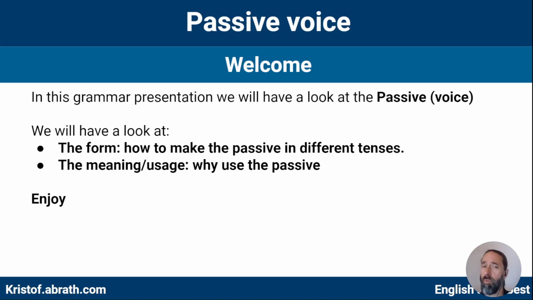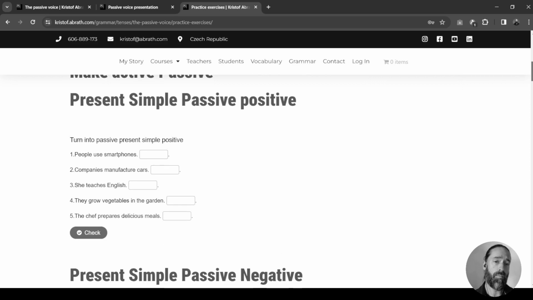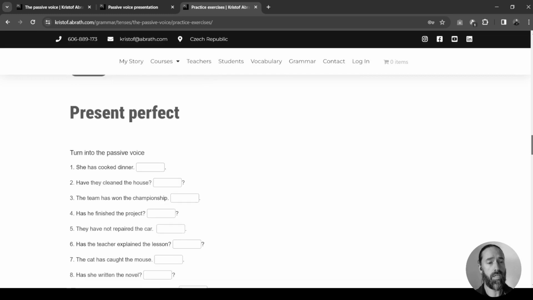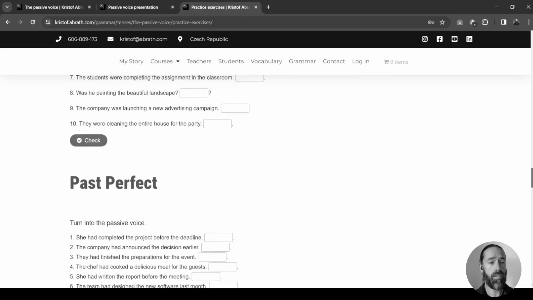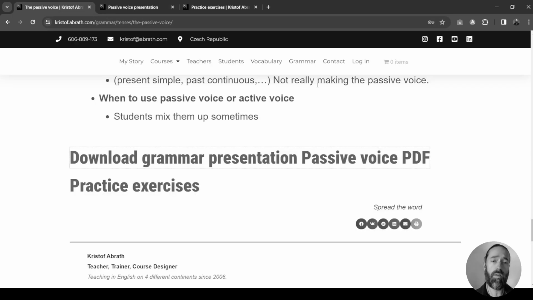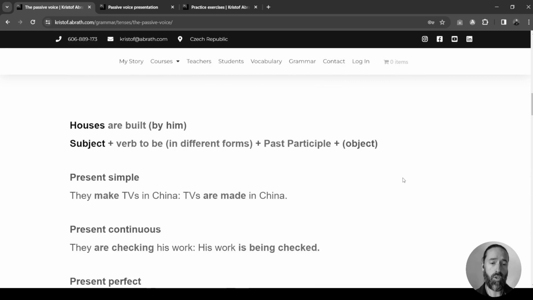If you feel already comfortable with the passive, have a look at the practice exercises on the website, which are in the comments below. As you can see, there is some present simple passive, simple past, present continuous, present perfect, past continuous, past perfect, and more. Have a look at it, try some exercises, and if you still have issues, have a look again at the presentation or have a look again at the video or the information here. So I would say enjoy.